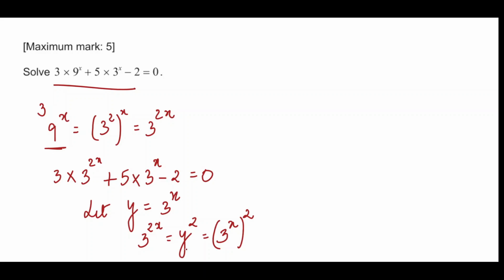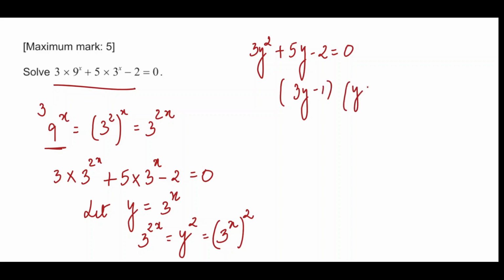Okay, now we are going to substitute these values in this equation. When we substitute these values, we'll get a quadratic equation in y. So it will be 3y square plus 5y minus 2 equals 0. This is a simple quadratic equation which you can solve, you can factorize it. When you factorize it, you'll get two factors, 3y minus 1 and y plus 2 equals 0. So what is the value of y that you will get from here? One value of y is 1 over 3 and the other value of y is negative 2.